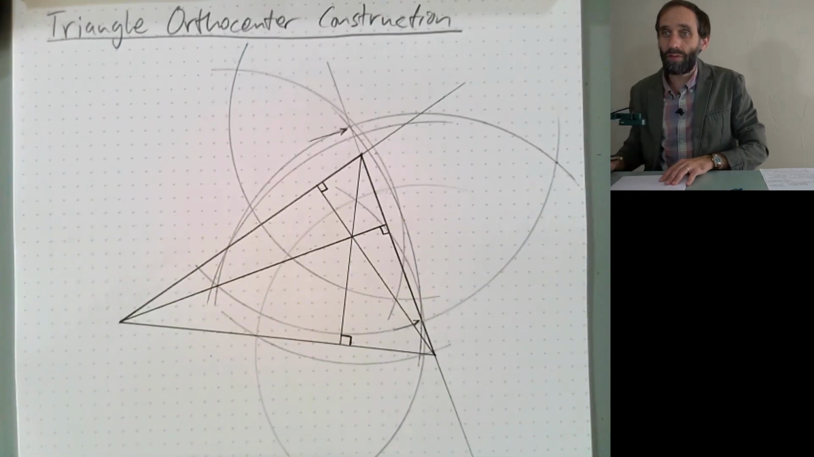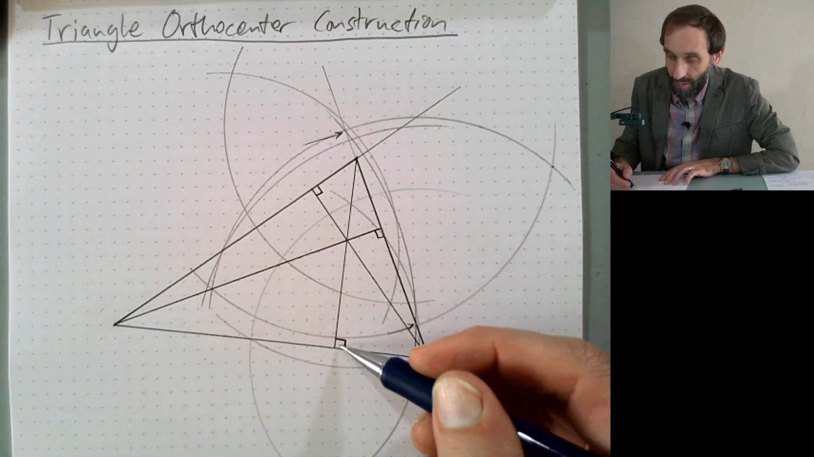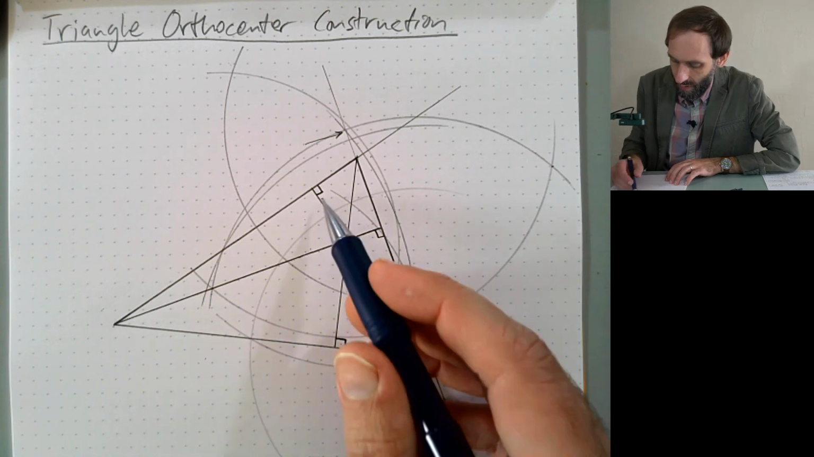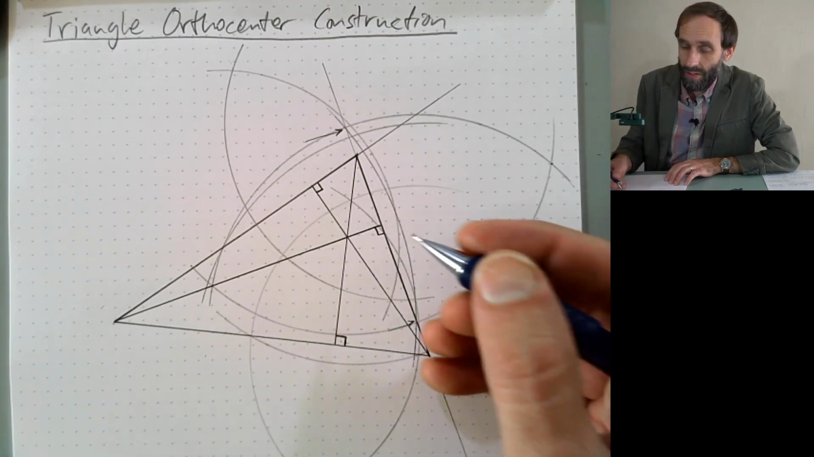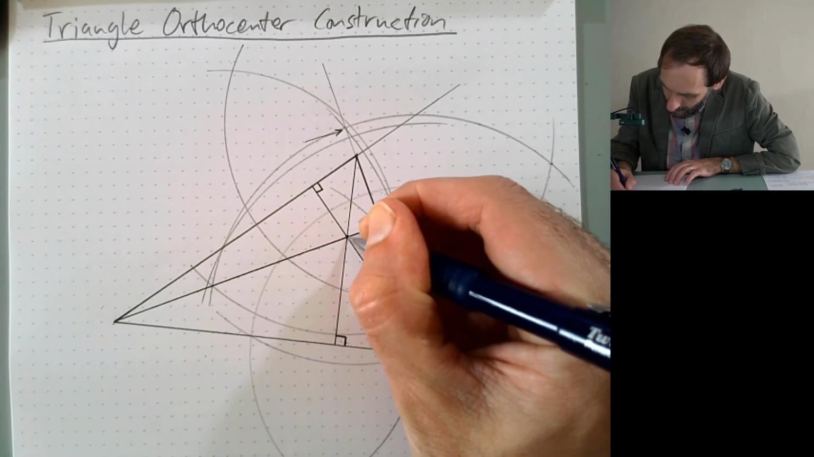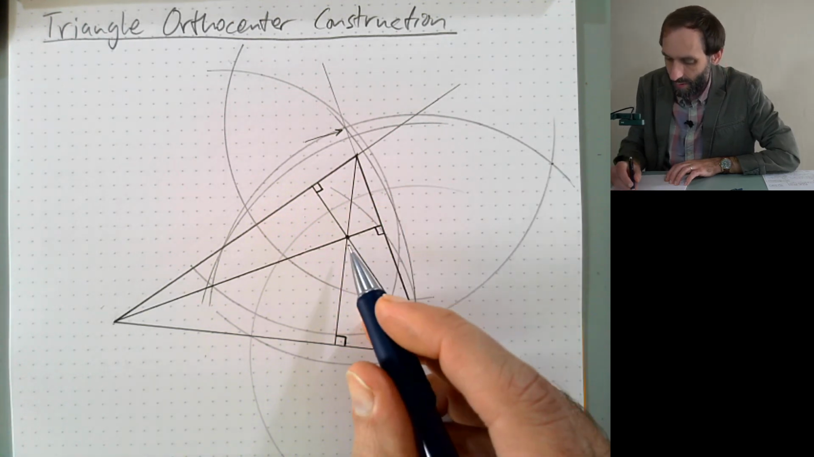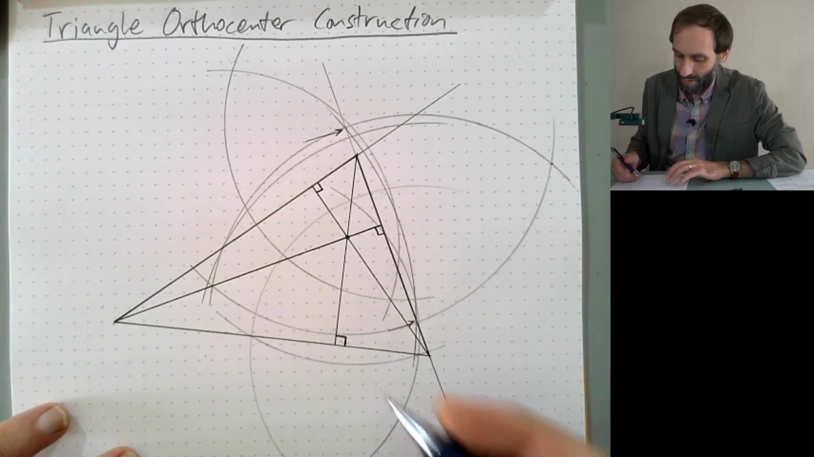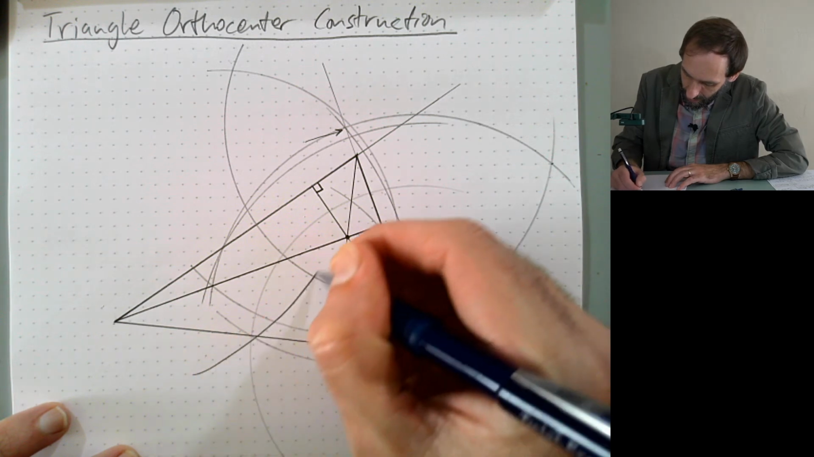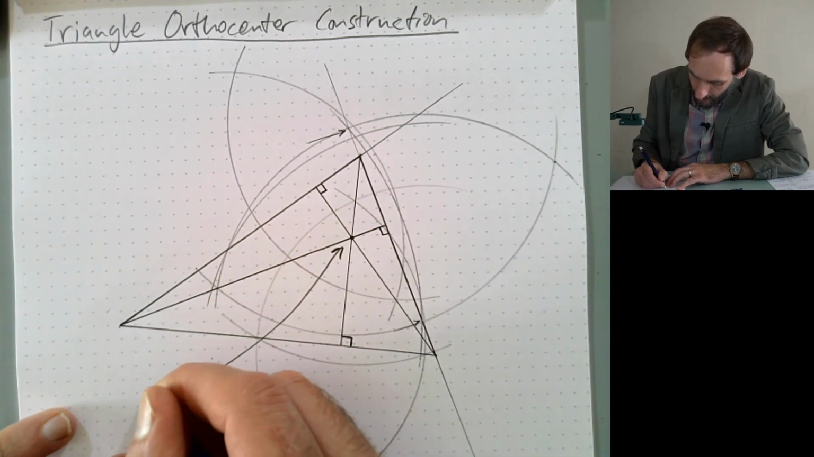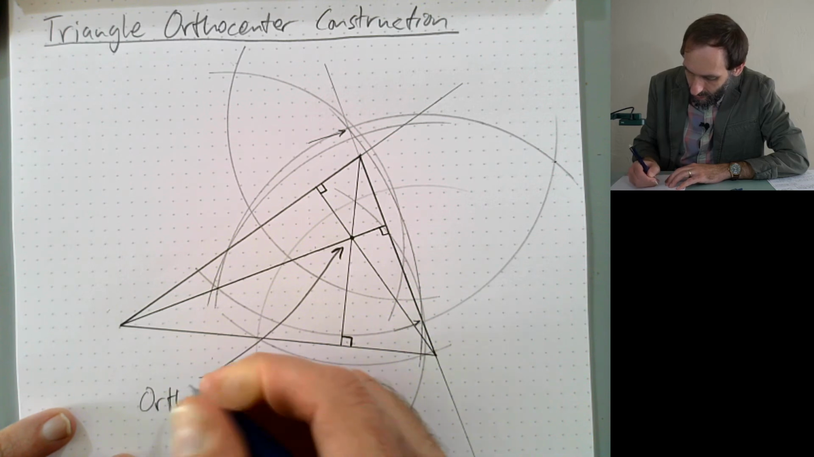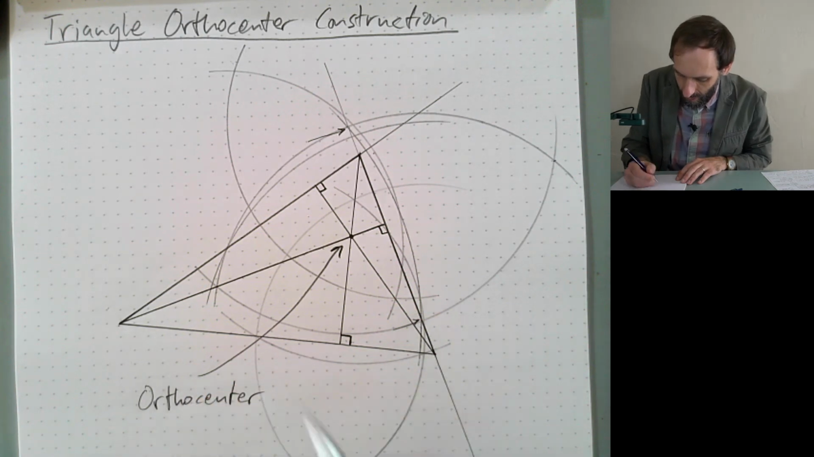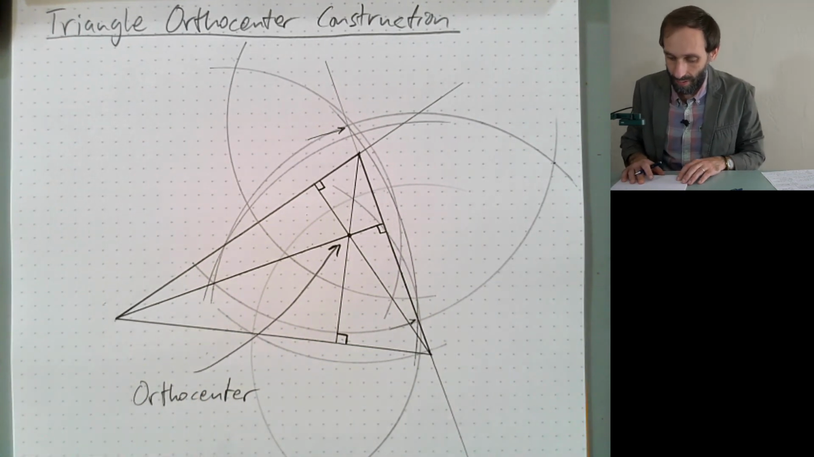So I've dropped a perpendicular from this vertex down to this side, from this vertex down to this side, and from this vertex to this side. And you'll notice that the three perpendiculars that I dropped all intersect at this common point of concurrence. That, as you may have guessed, is the orthocenter. So let's go ahead and label it. This point right here is the orthocenter.